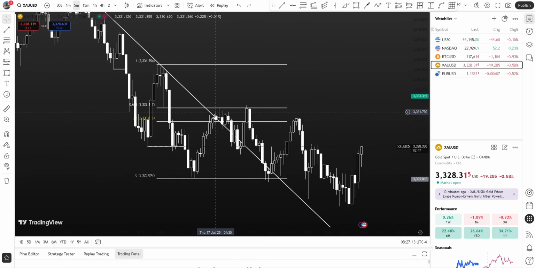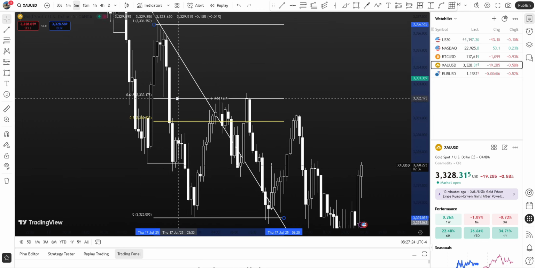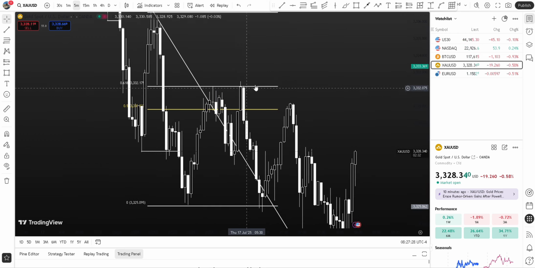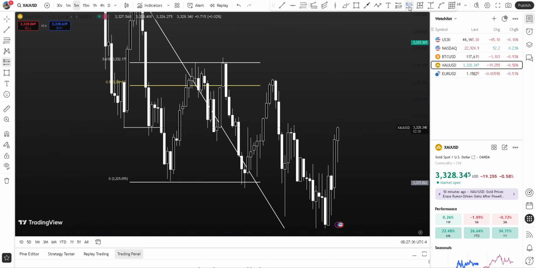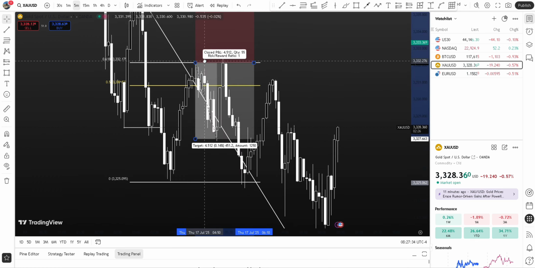We see that price came into the zone, tapped it a few times. Okay, what are we waiting for? We're waiting for price to hit our 0.618. You can't really see it over there. It hit it right there. Okay, you could have entered the trade right there. As it hit that zone, this is where you enter.